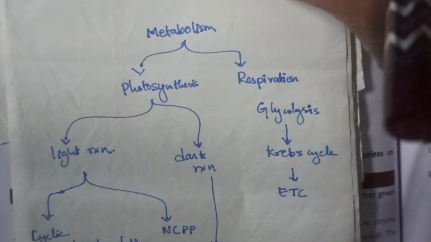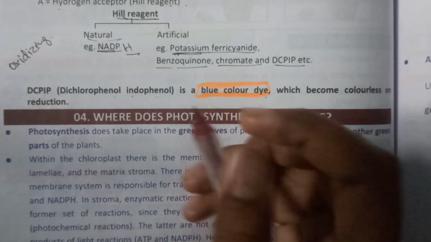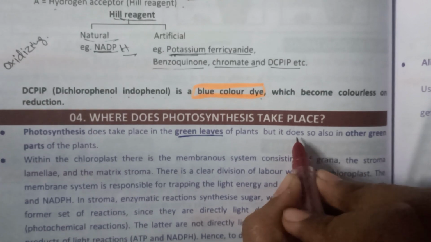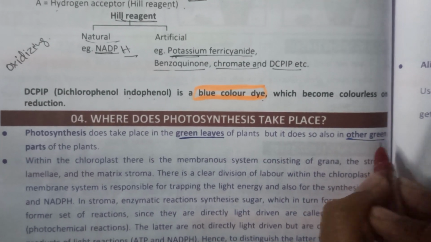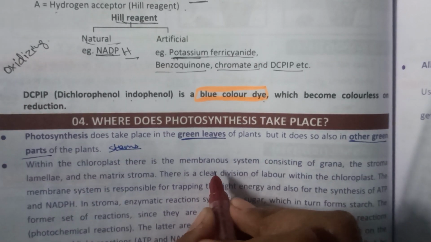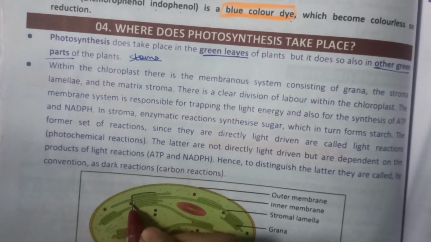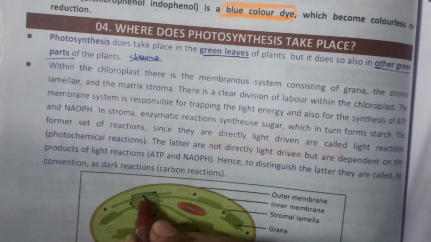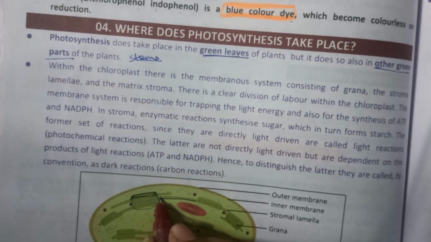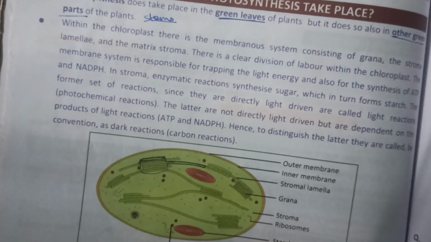First of all, we are going to study in this chapter about photosynthesis. So where does photosynthesis take place? Photosynthesis takes place in green leaves where chloroplast is present, and it also takes place in other green parts of the plant like the stem. Within the chloroplast there is a membranous system that contains grana. This is the whole grana. Grana is made up of thylakoids. These are thylakoids, and these are stroma lamella, and the matrix stroma.